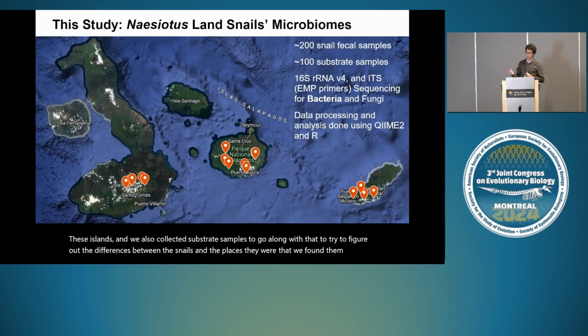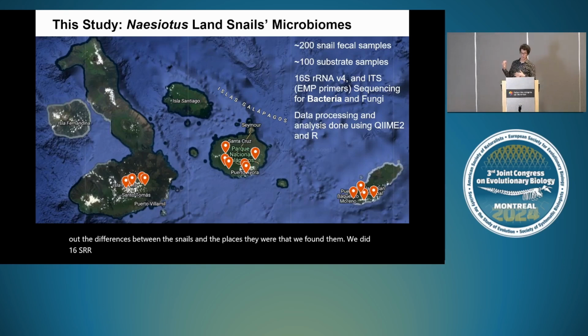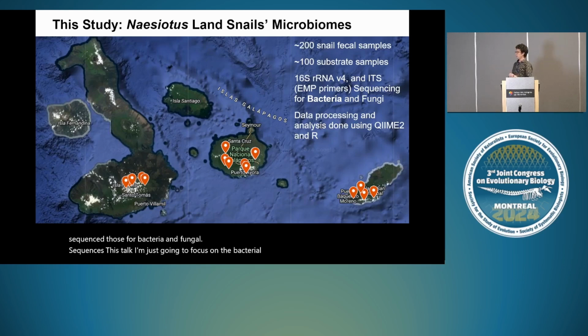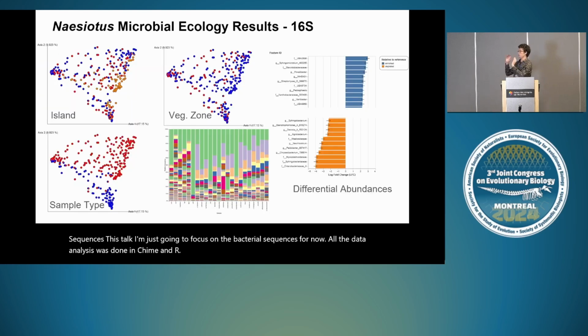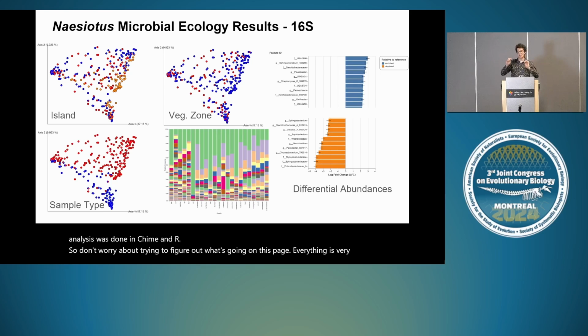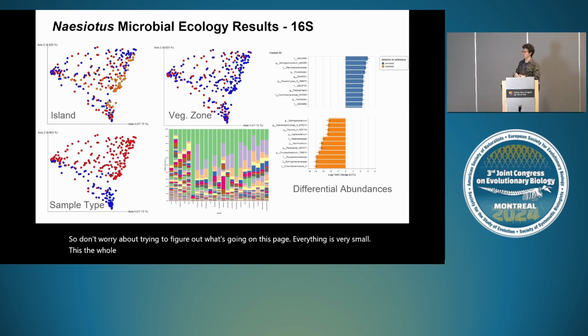We did 16S rRNA and ITS using the Earth Microbiome primers, and we sequenced those for bacterial and fungal sequences. This talk, I'm just going to focus on the bacterial sequences for now. All the data analysis was done in QIIME and R. And so don't worry about trying to figure out what's going on this page. Everything is very small. The whole goal of this was just to show you the types of data that we get in microbial ecology.